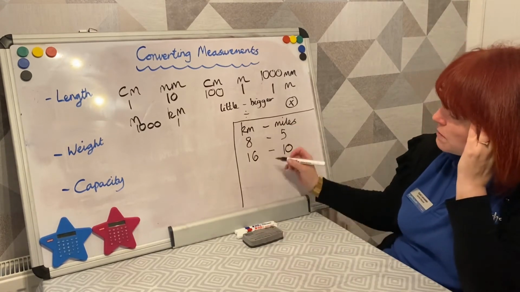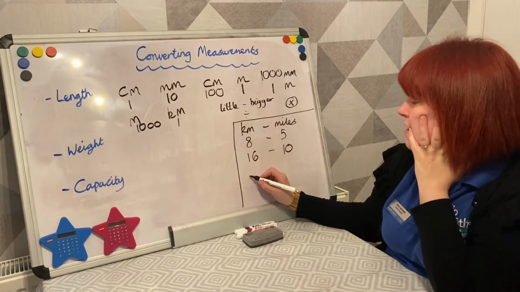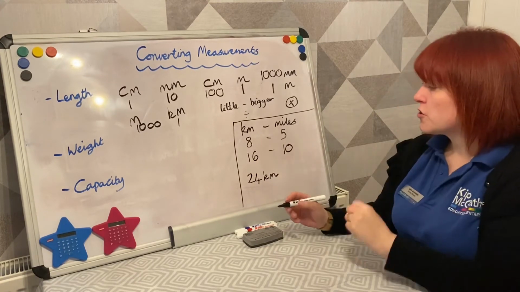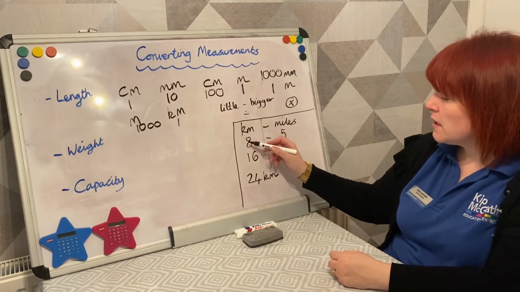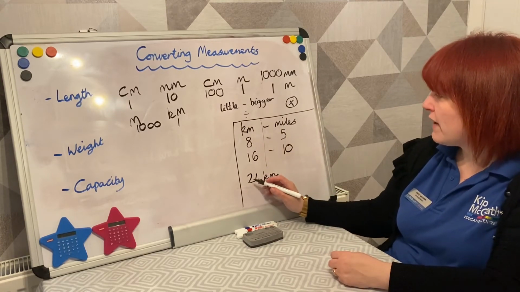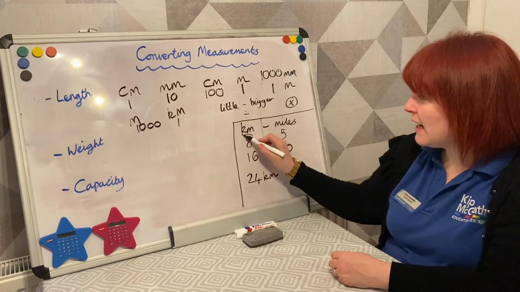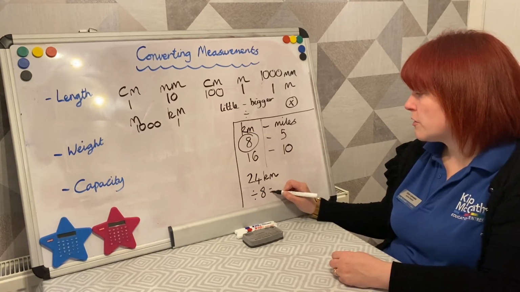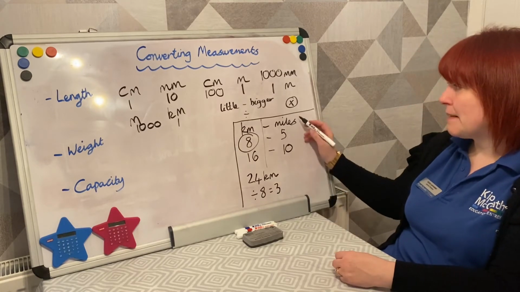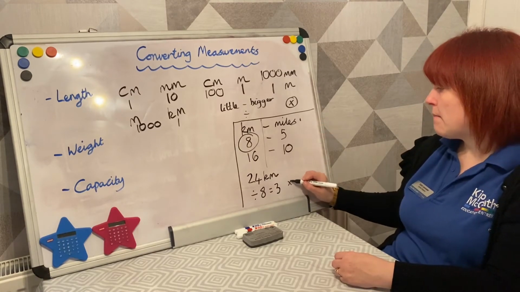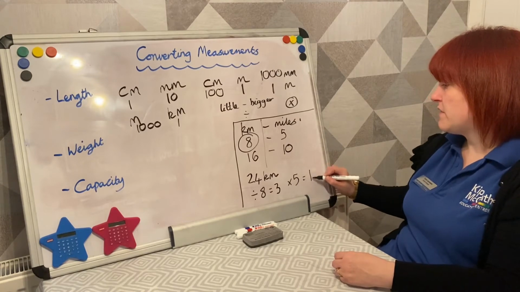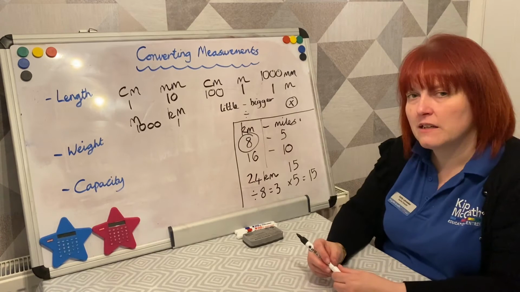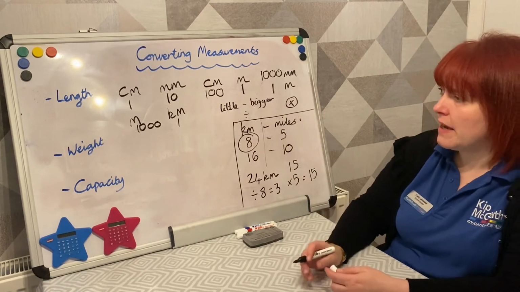So say I was given something in kilometres. I've been given 24 kilometres. So I'm on the kilometres side. If I want to get that to miles, I've got to divide by my 8, which gives me 3, and then times that by my 5 miles, which gives me 15. So 24 kilometres is 15 miles. And that's how they would do that.